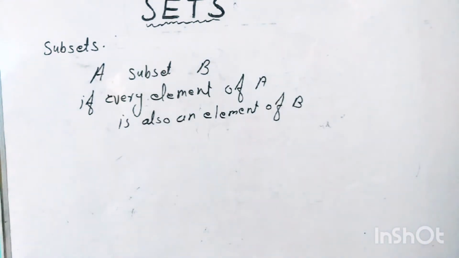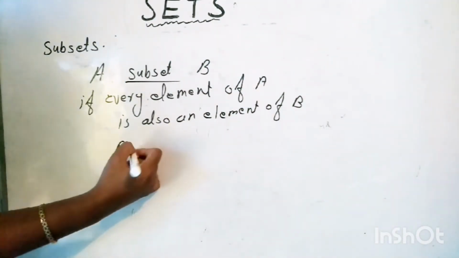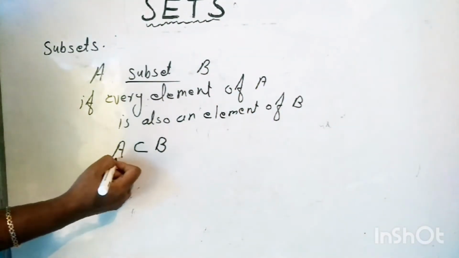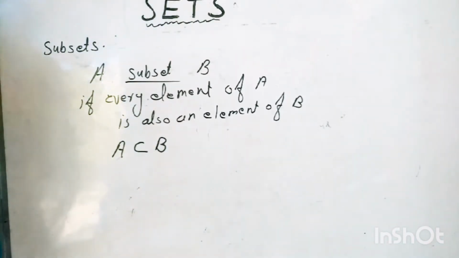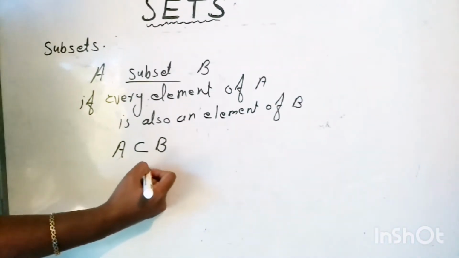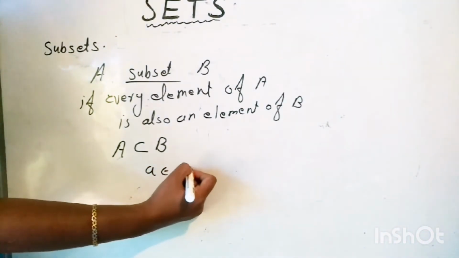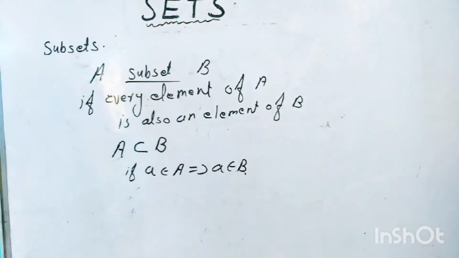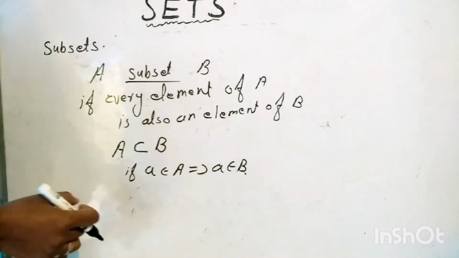If you want to say A is a subset of B, then you should check whether every element of capital A is an element of capital B. If so, then A is a subset of B. For subset, we use the simple notation A ⊆ B. A subset B means small letter a belongs to capital A implies small letter a belongs to capital B also.